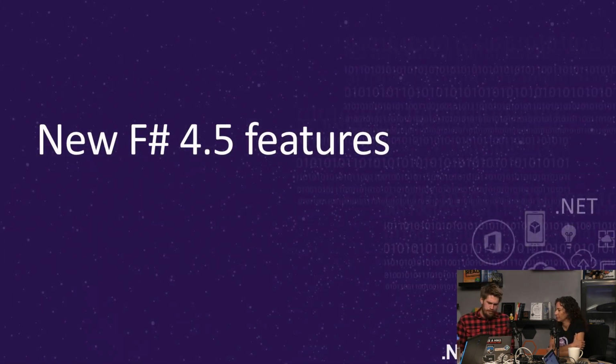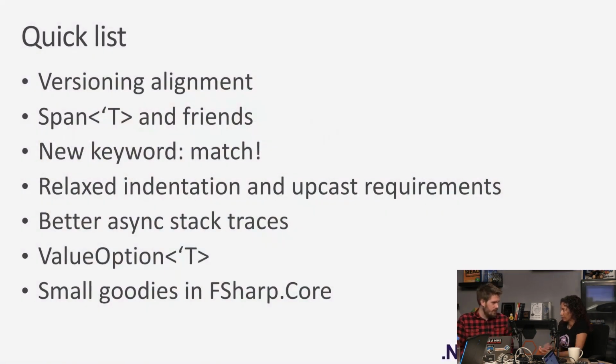So there's a quick list of the feature set. We're aligning versions with some assets, and existing F# developers should be very happy about this. I know that I'm incredibly happy because it fixes a long-standing confusion. We have a feature set that I'm calling Span of T and Friends, but it's really a whole bunch of different features, and I'm going to show how you can do better low-level programming with F#. For better performance, right?